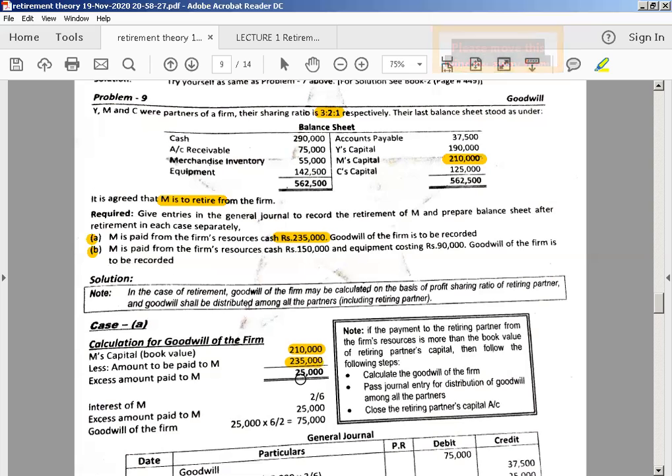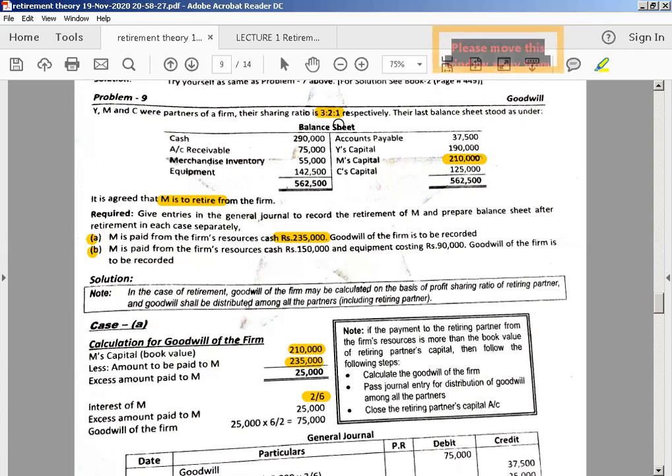Now to calculate the total goodwill, if I have to find the total goodwill, what will I do? I will apply the reciprocal of the fraction of Mr. M. How? What is M's ratio? Y, M and C. The ratio of Mr. M is 2. Clear? And the sum of ratio of these three partners, 3 plus 2 plus 1, is 6. It means the sum of ratio is 6. Clear? So what fraction do we have? 2 upon 6. Clear? 2 upon 6 is the fraction of Mr. M.